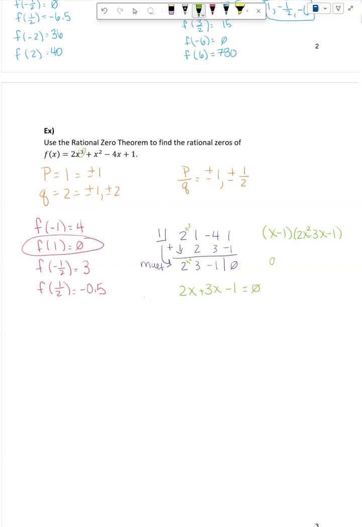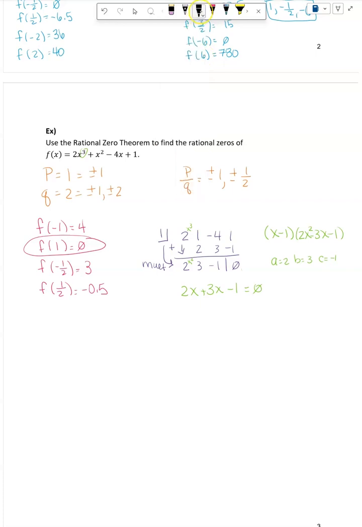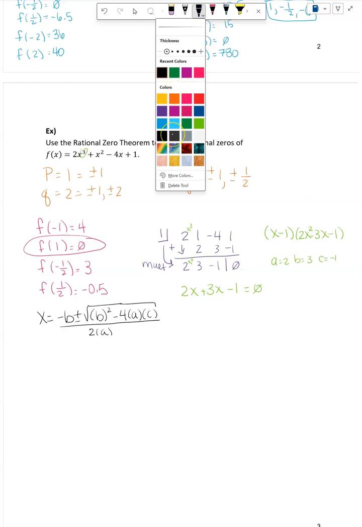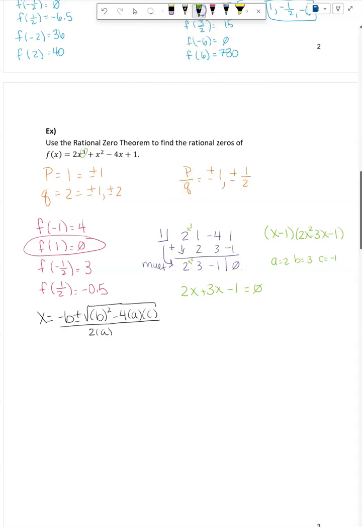Okay, so A equals 2, B equals 3, and C equals -1. Okay, so the quadratic formula is x equals -b plus minus the square root of b squared minus 4 times a times c, all divided by 2 times a. So now let's just plug these in and see where we go.